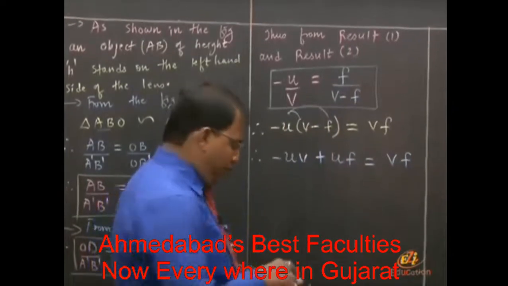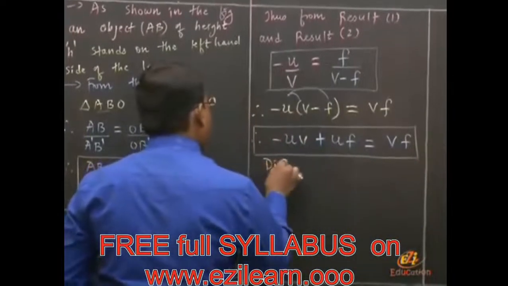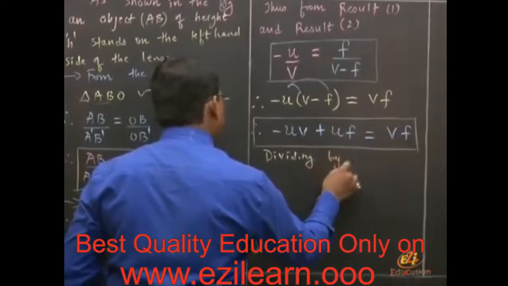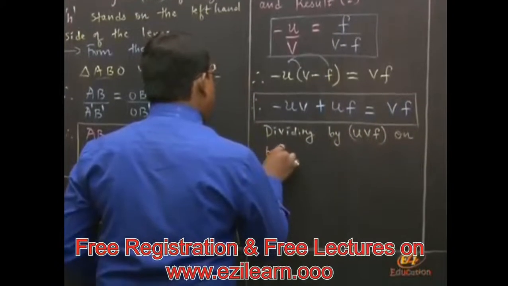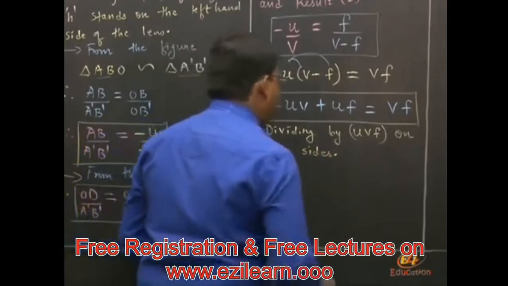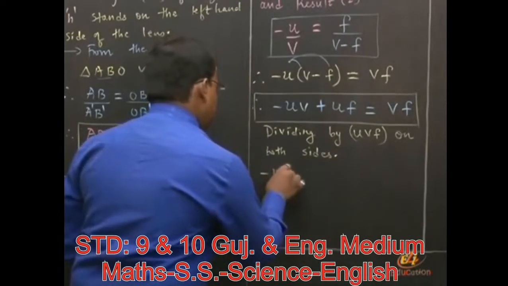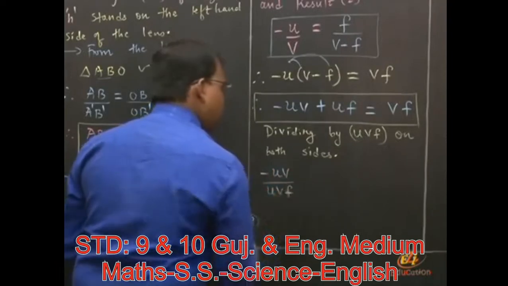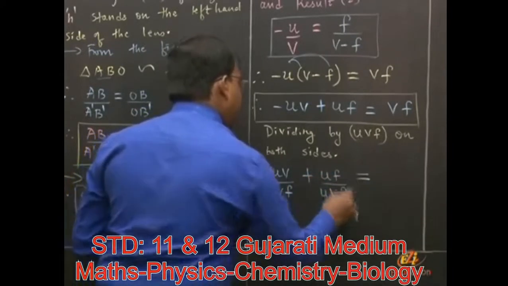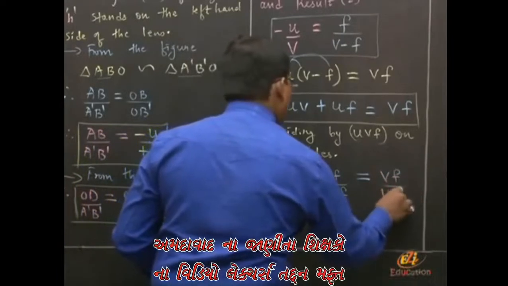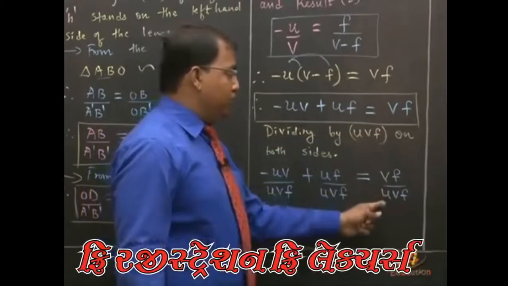Dividing the whole result by UVF on both sides, we get minus UV upon UVF plus UF upon UVF is equal to VF upon UVF.